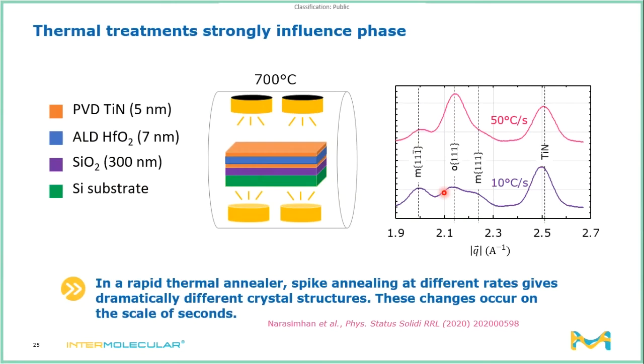So the important point here is that in a rapid thermal annealer, the changes that we are observing in the crystalline structure of the material are influenced by temperature transitions that are happening on the scale of seconds. And so in order to figure out what's going on at a more mechanistic level, we need a technique that's able to tell us the crystal structure of this material on the same scale as that thermal transition is happening.